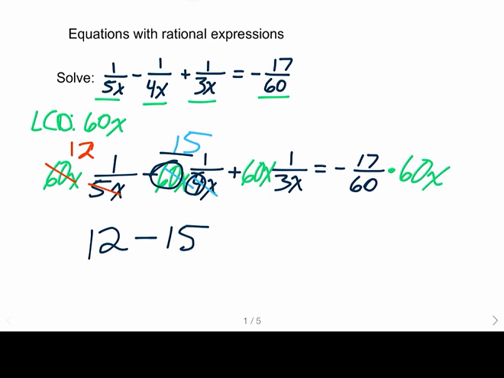And if I don't write down the 60 more than once, I run the risk of over-reducing, essentially. So just to be safe, I'd like for you to do what I'm doing. And when we divide 3x into 60x for the third term's denominator, we end up with 20. And finally, on the right-hand side, the 60 divides into the 60x, leaving x. And so on the right-hand side, I have negative 17x.